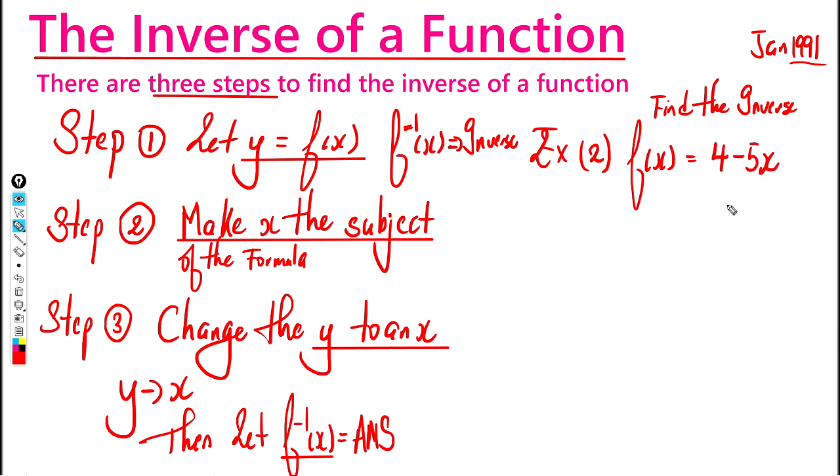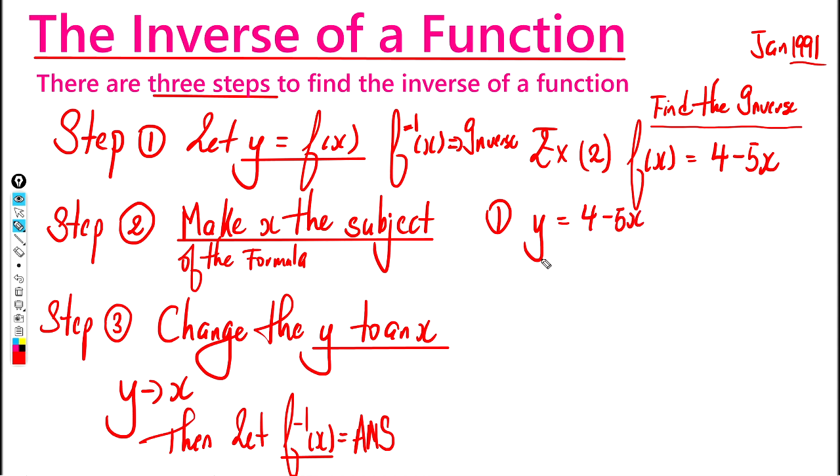All right, guys. So we're back in it, and we're looking at the second example. And of course, we need to find the inverse. So how would we find the inverse for this? We're going to follow the steps. Step 1, we're going to let y be equal to f of x, which is 4 minus 5x.